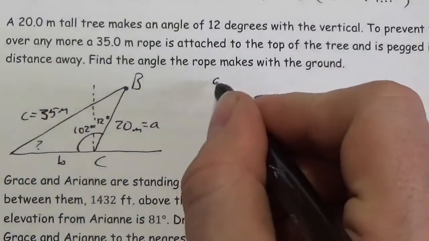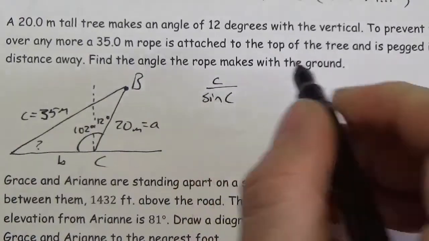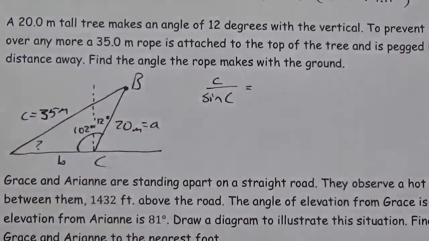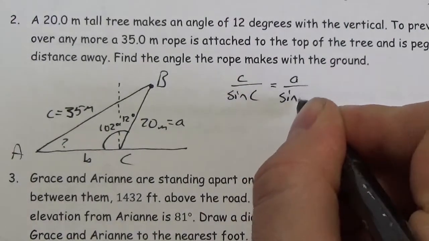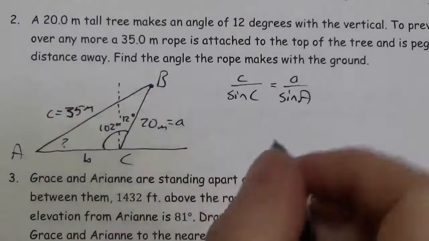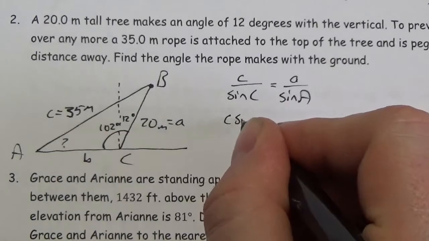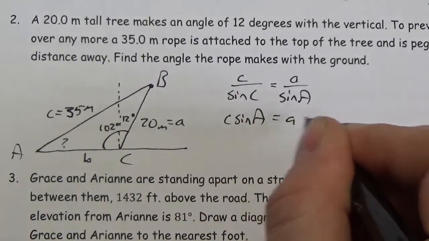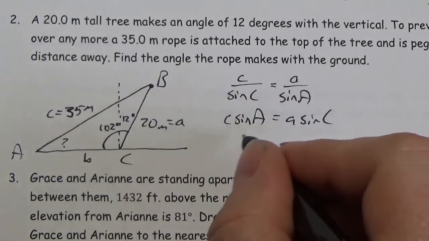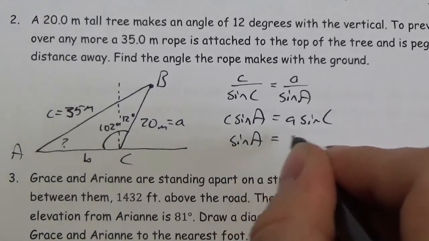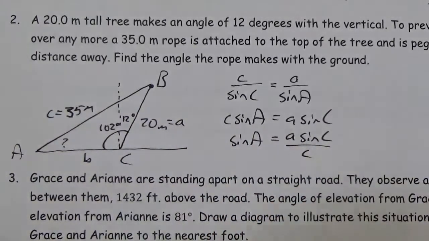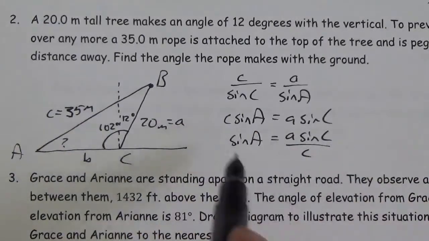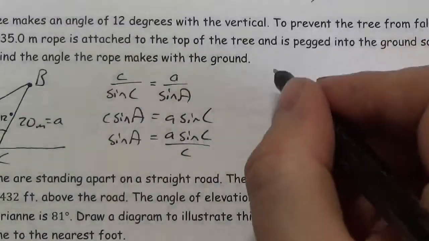I have little c over sine of the angle C. I'm looking for angle A, so I'm going to make this little a over the sine of angle A. Then I would cross multiply, so c times the sine of A will equal a times the sine of C. And so the sine of A will equal a sine C over side c. So now that I've got an expression for that, I'll plug in the pieces.